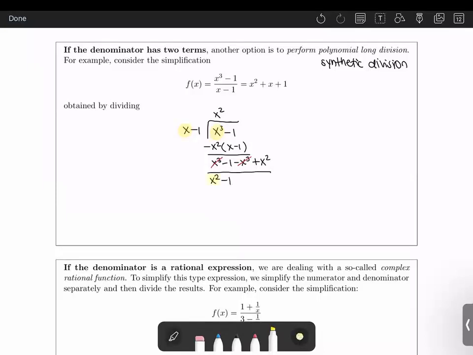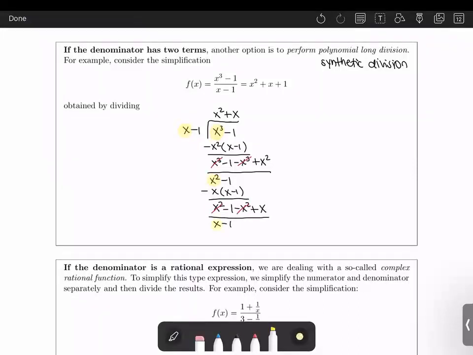And again, now I'm just doing x squared divided by x, which is positive x. And I subtract x times my divisor of x minus 1. Again, I'm going to carry everything down. My x squareds are going to cancel. And I'm going to rewrite this with my highest power of x in front.